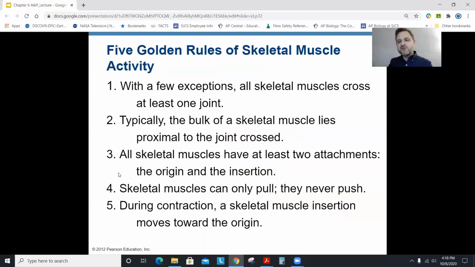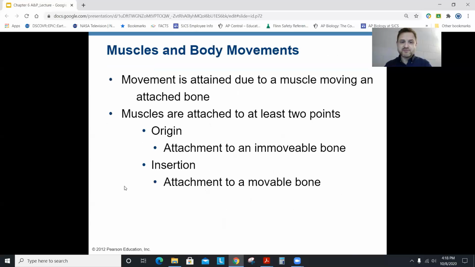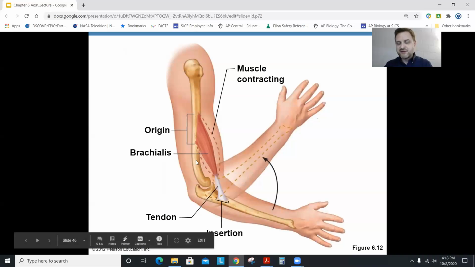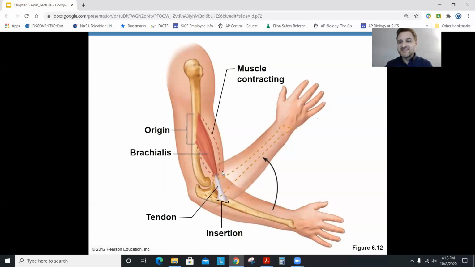All right. These 5 rules are very useful to have in the back of your head when we're going through the different muscle movements and how you name muscles. We already said this. Movement is attained due to a muscle moving an attached bone. So the origin is the part that's immovable. With your bicep, the origin is on your humerus. The insertion is on the radius or the ulna, depending upon the muscle that you're talking about. That would be the insertion, the attachment to a movable bone. Okay, we already saw this diagram. Make sure in your head this diagram makes sense in terms of the terms origin and insertion.